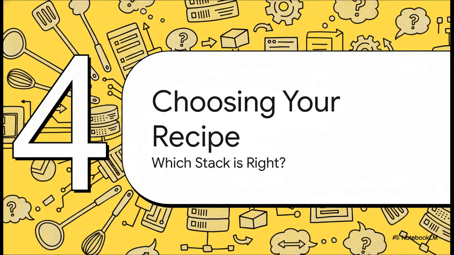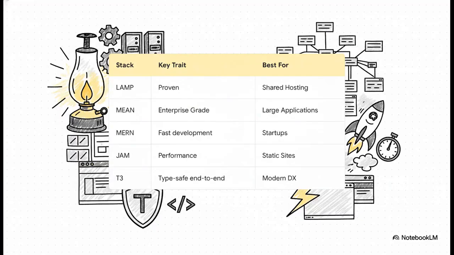Okay, wow. We've looked at a bunch of different recipes now, from the old classics to the absolute cutting edge. So how in the world do you know which one to choose? Well, it really breaks down like this. For that proven old-school reliability, you go with LAMP. For a huge enterprise-grade application, MEAN gives you the structure you need. For a fast-moving startup, MERN gives you that flexibility to innovate quickly. If your only goal is pure, raw speed, you choose the Jamstack. And if you want to prioritize safety and give your developers the best modern tools, T3 is the clear winner.